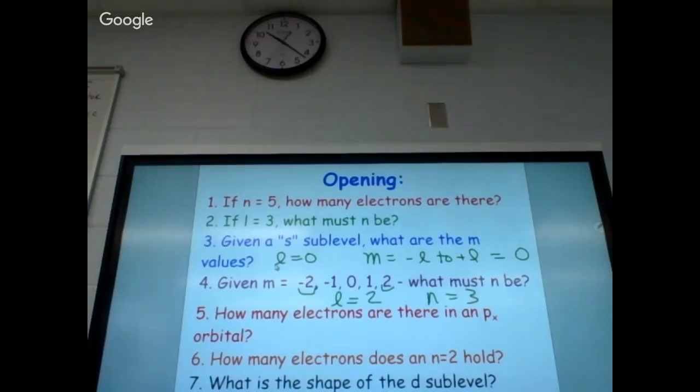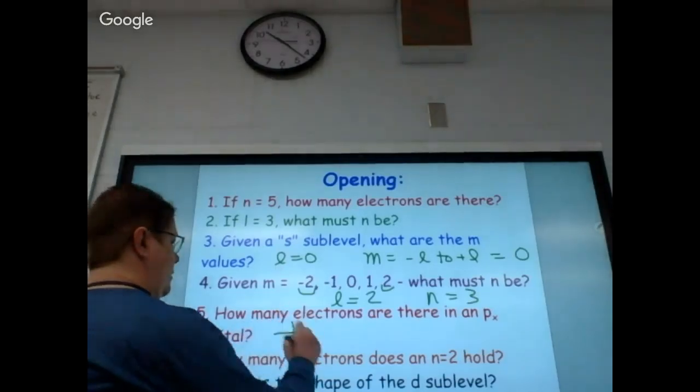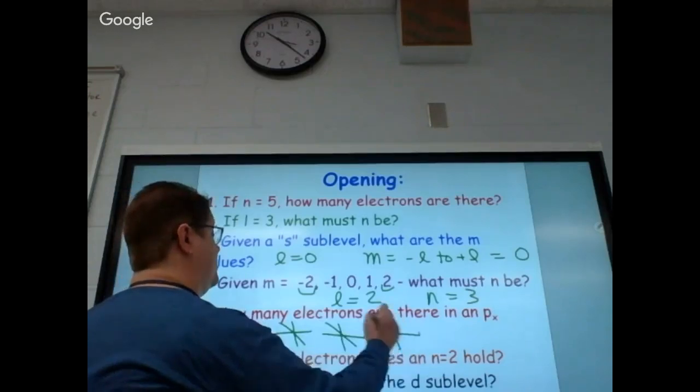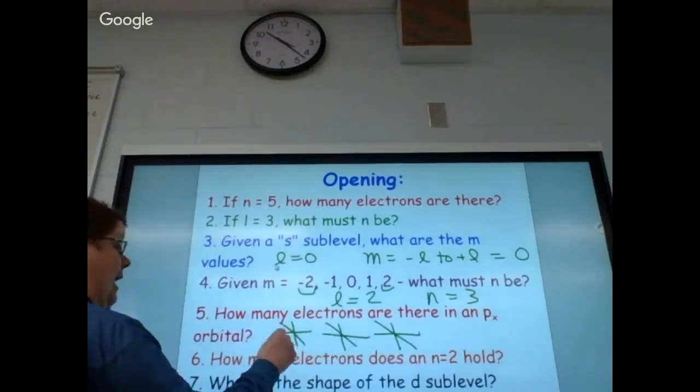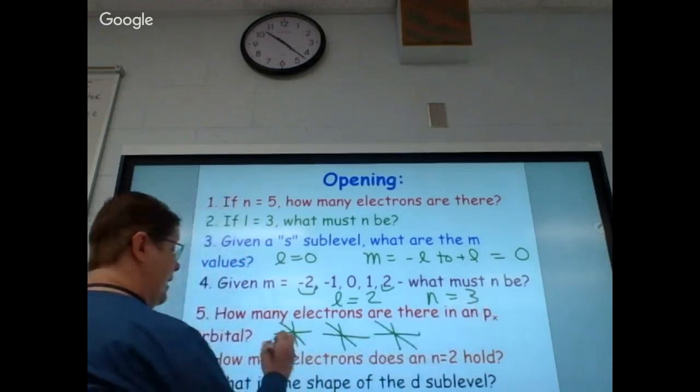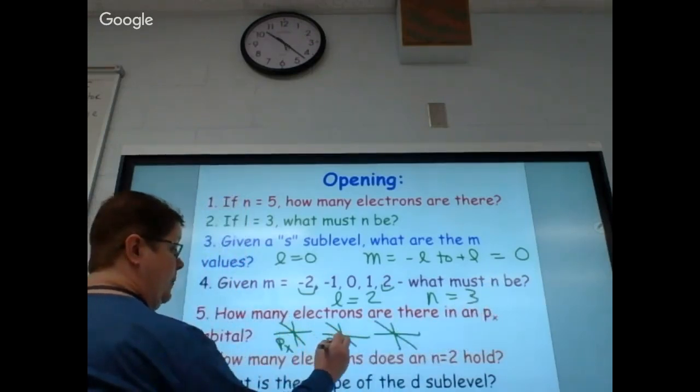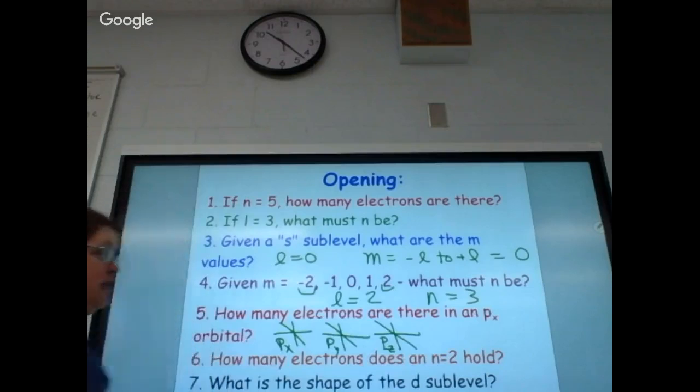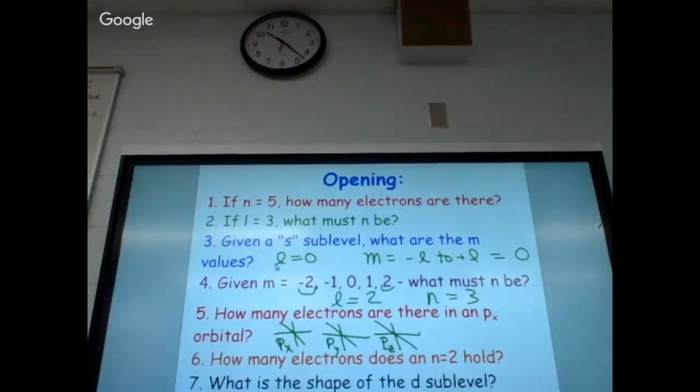All right, now to answer, I think it was Cynthia's question a minute ago. Is PX, the X, important? Yes. Just one drawing. There are how many PX orbitals? P has 3, but when I say PX, that's PX, that's PY, that's PZ. So when I say PX, I'm talking about one picture. So how many electrons are in there? 2. So that's just 2.